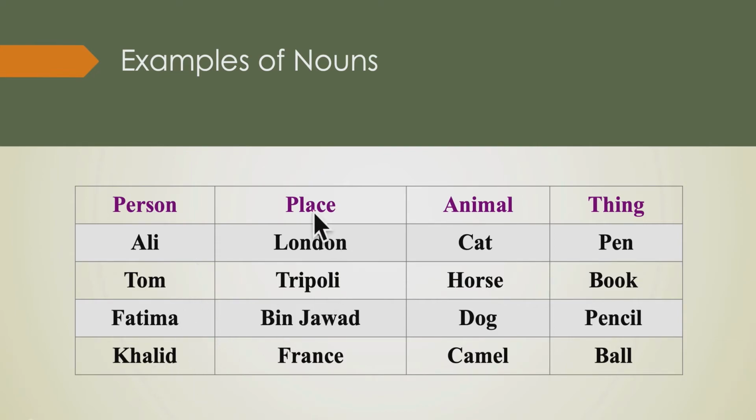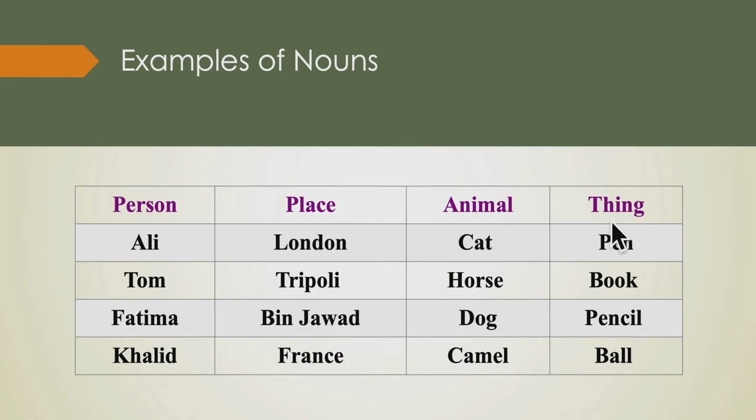The name of place we have London, Tripoli, Bin Jawad, France. The name of animal we have cat, horse, dog, camel. The name of thing we have pen, book, pencil, ball. So these are the examples of nouns. As we have talked about, a noun is the name of a person, place, animal, or thing.